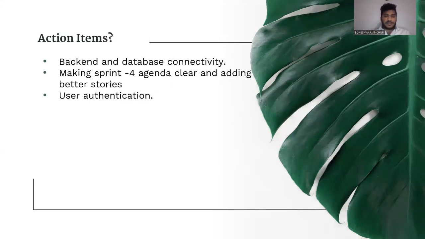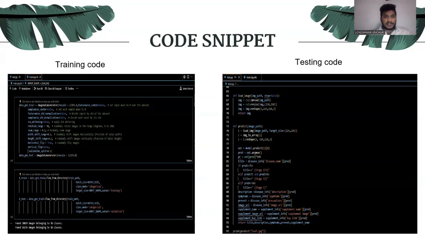Now the action items. I think we should mainly concentrate on these in the upcoming sprint 4. The first one is backend and database connectivity. The second is making the sprint 4 agenda clear and adding better stories. We are going to add a lot of stories and better stories for this project for sure. And the last one, the user authentication page. Right now we are working on that, and we'll make sure it is completed by the end of sprint 4. So that's it. Thank you.